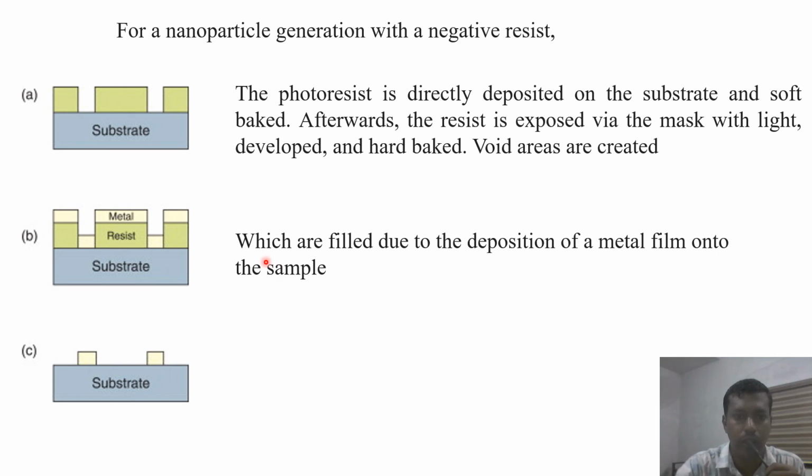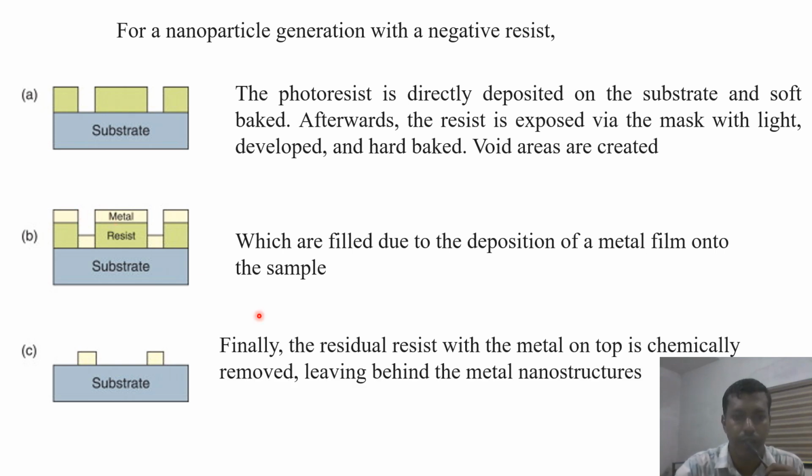Now this void area is filled by deposition of a metal film onto the sample. So these void areas are filled with metal. You can see some metal is filled here also. Then finally the residual resist is chemically removed, leaving behind the metal nanostructure. So there is this part and this part, and we get a metallic nanostructure.